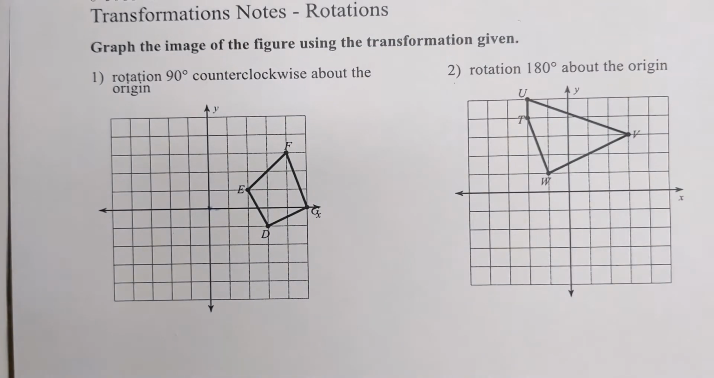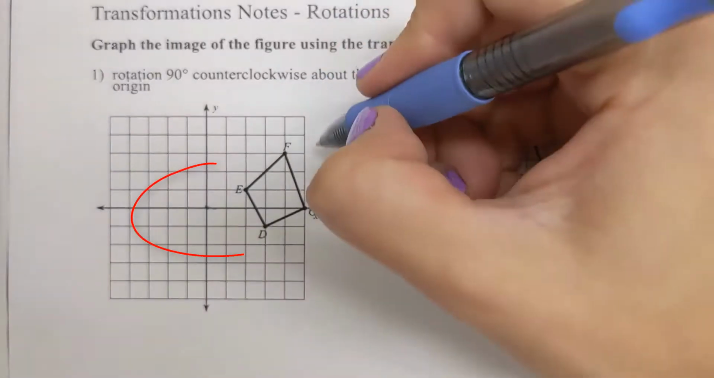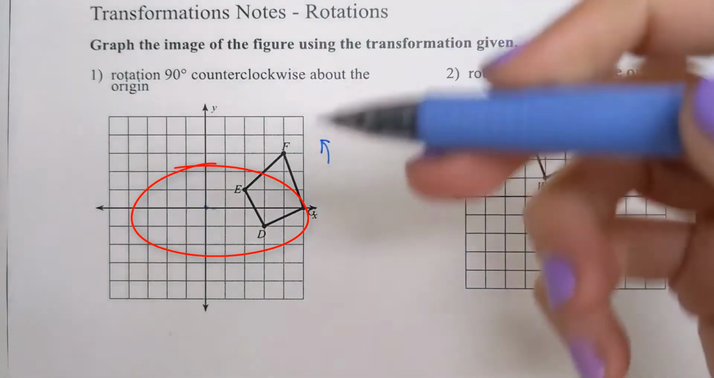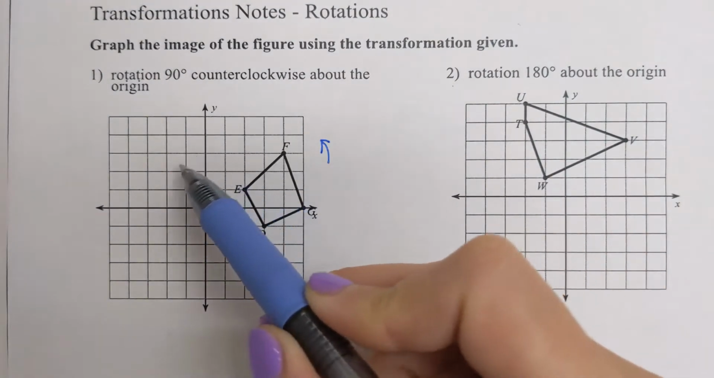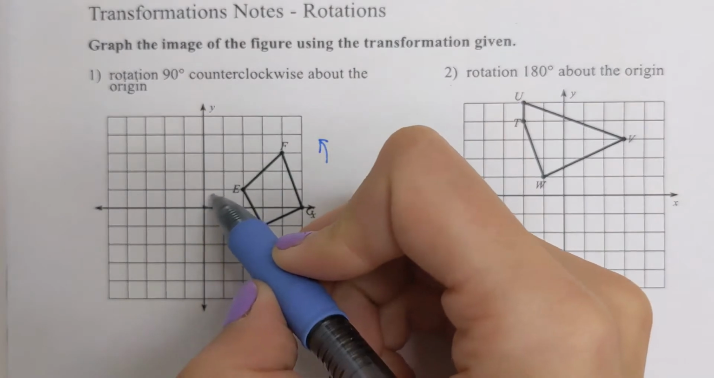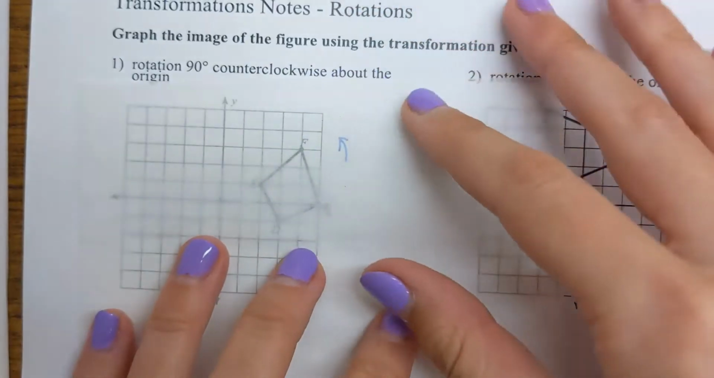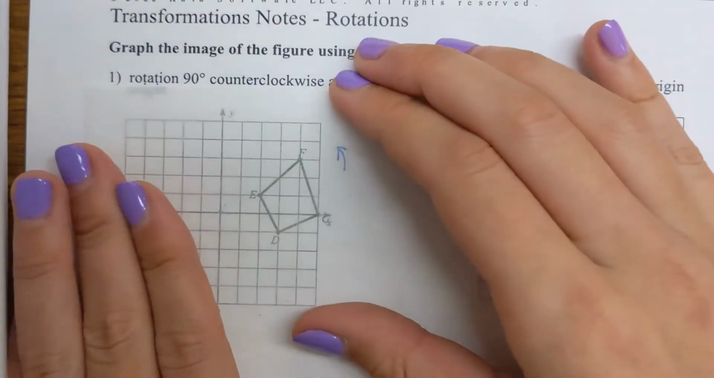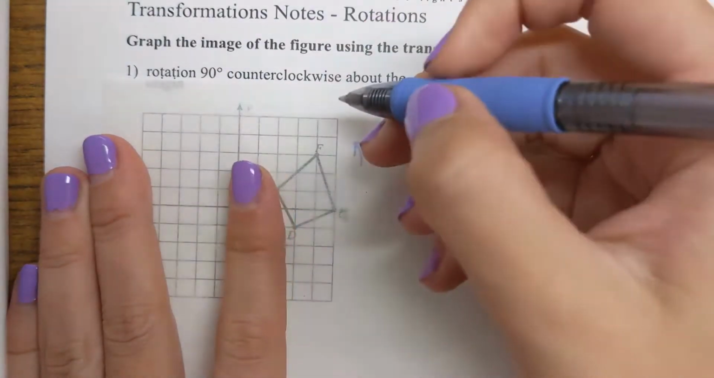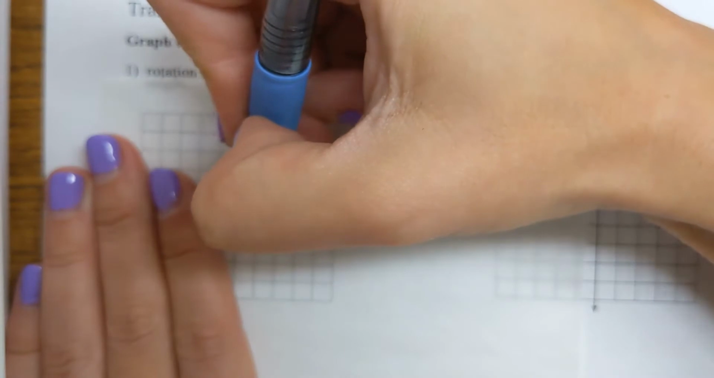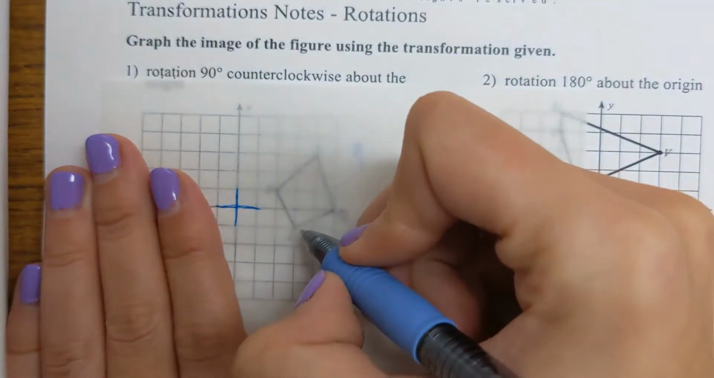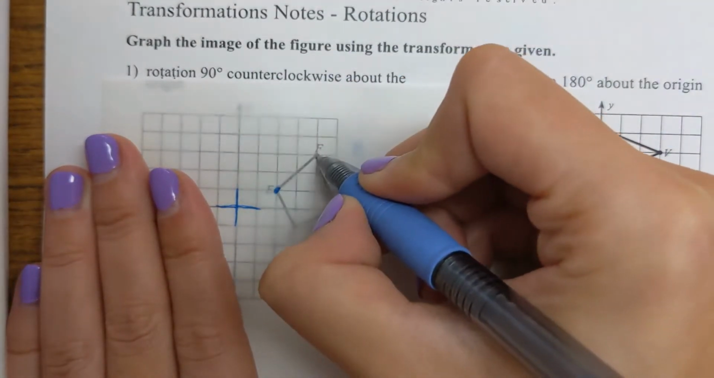For the first one, we want to do a rotation of 90 degrees counterclockwise about the origin. Counterclockwise is this way, so I'm going to go 90 degrees this way. 90 degrees just means I'm going to head over to the next quadrant. So what I'm going to do is use tracing paper to help me. I'm going to first identify my origin. I want that to be very clear. And then I'm going to draw the shape.